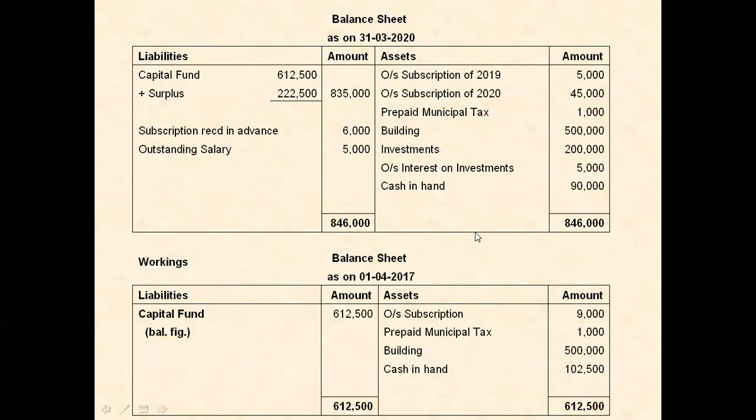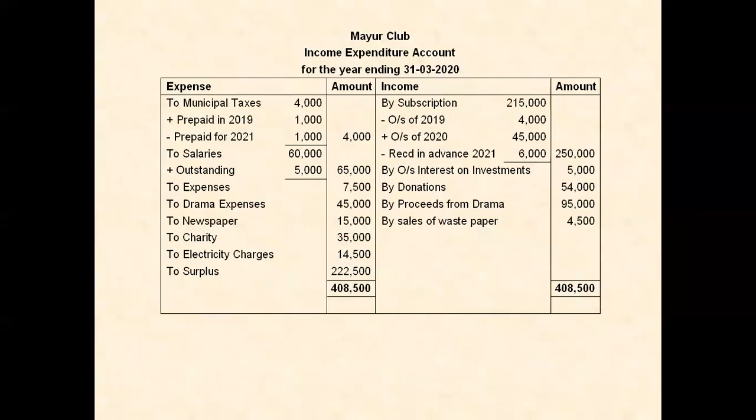Right? Do you have any doubts in this sum? You can please ask me. So what was the total of income and expenditure account? 4,08,500.